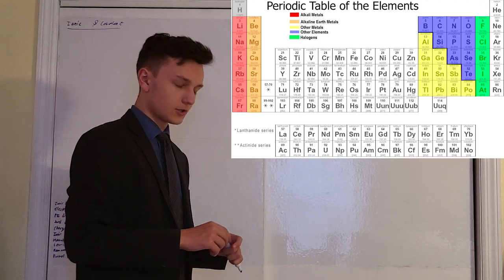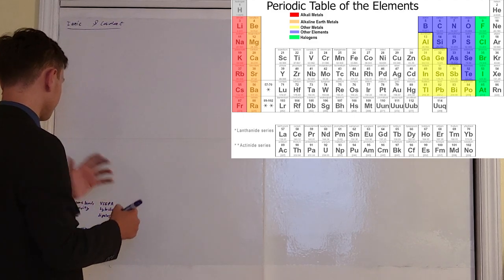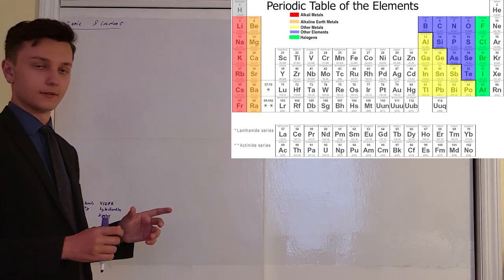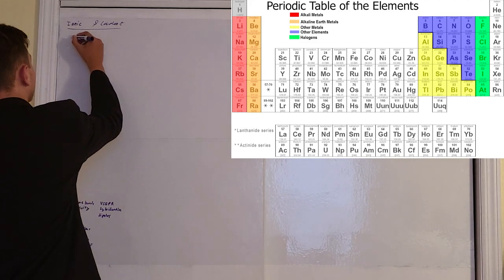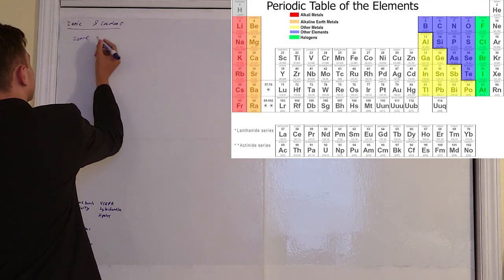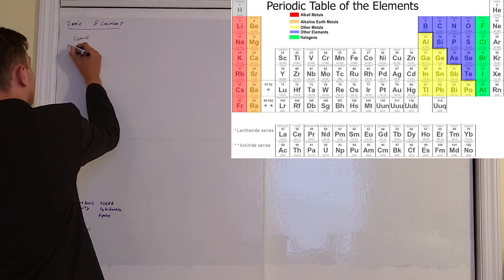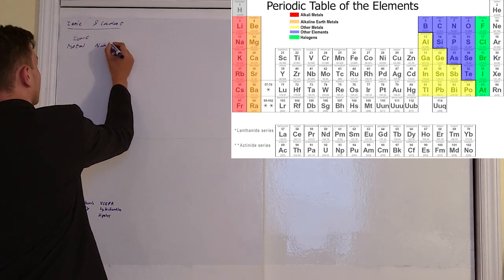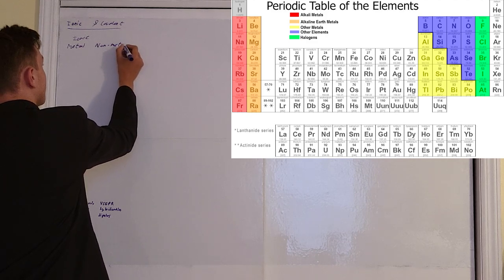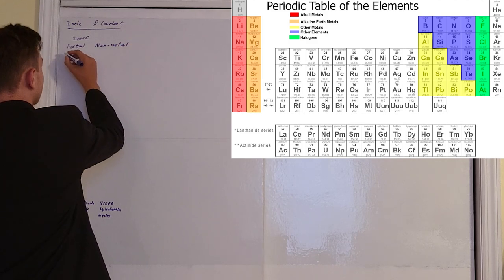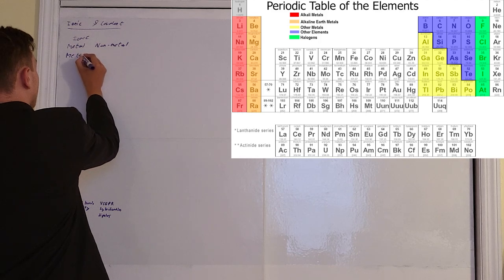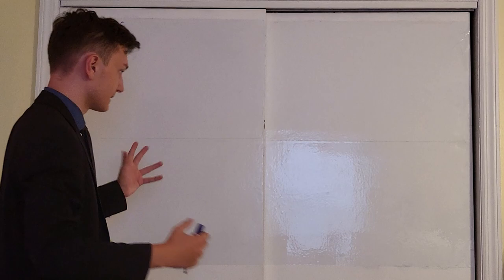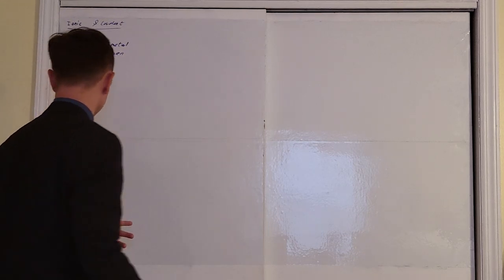Okay? So an ionic bond, given what I just told you about the classifications of the different elements on the periodic table, an ionic bond occurs between a metal and a non-metal. More commonly between a metal and a halogen. So let's get into precisely what an ionic bond is.